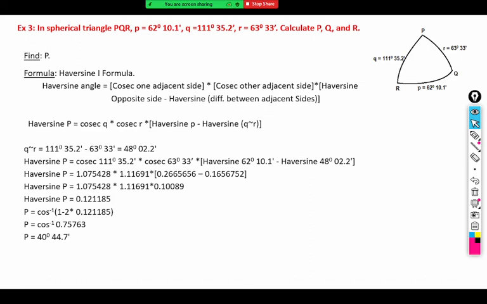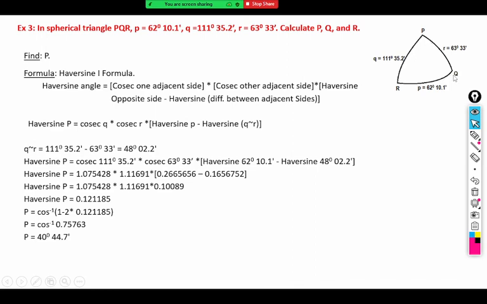So you may see the difference now between the cosine formula and the Haversine formula. Yes, the Haversine formula avoids the sine function to avoid the ambiguity, but it increases our calculation. In a similar way, we can find out capital Q and capital R also.